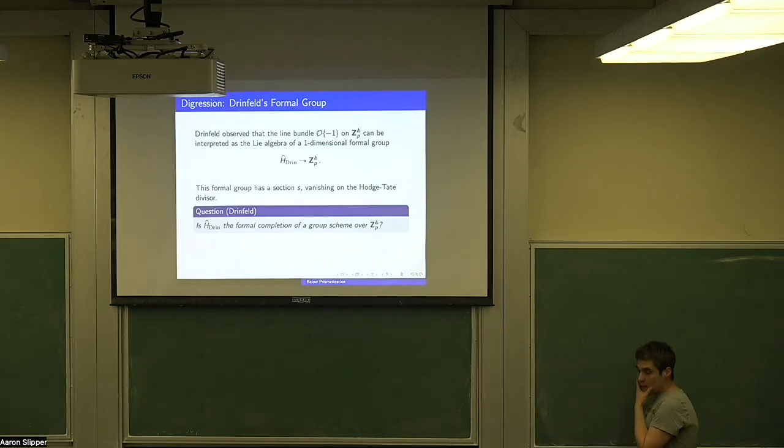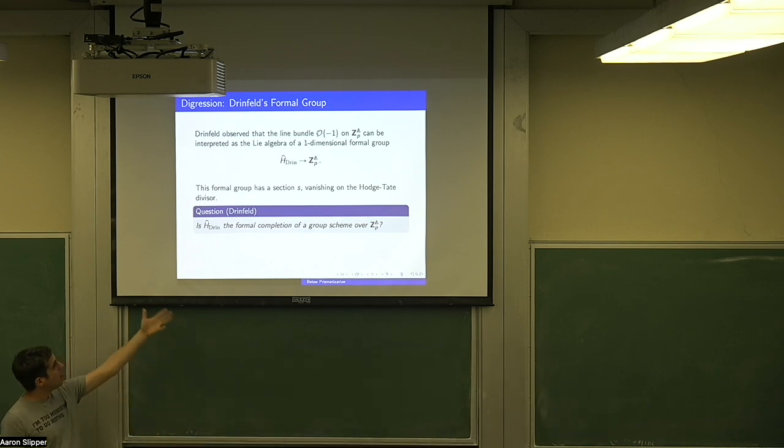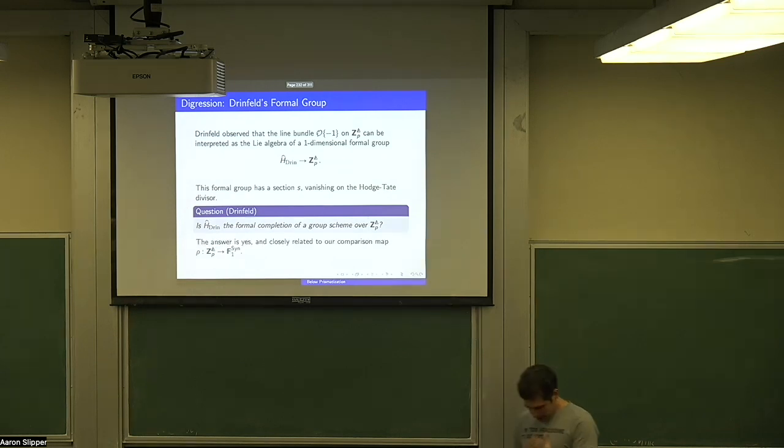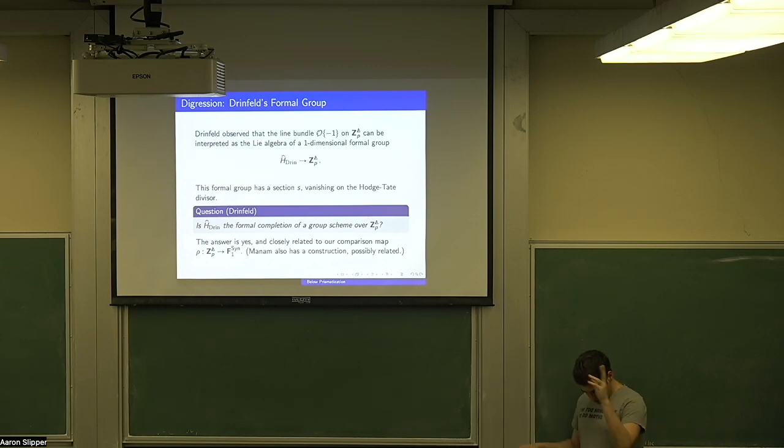And he asked a question in this paper, which is, does this formal group have a decompletion? Is it obtained from an affine group scheme over ZP prism by completing along its zero section? And the answer is yes, and this is very, very closely related to what I've been talking about. I think that Devin Murnham also has a construction of this decompletion, which may or may not be identical to what I'm going to describe.